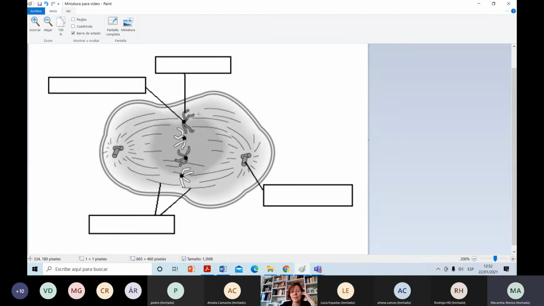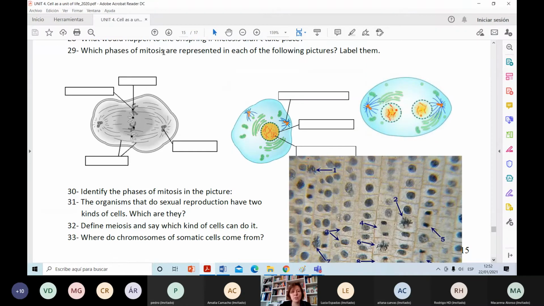Okay. Because they are in the center of the cell and in a straight line in the middle. Okay, so they are in this metaphase plate. They are in the middle, aligned in the middle. So no doubt the answer for this question, which phase of mitosis is represented in the following picture, would be metaphase. Okay, you can fill it in on the photocopy right now.